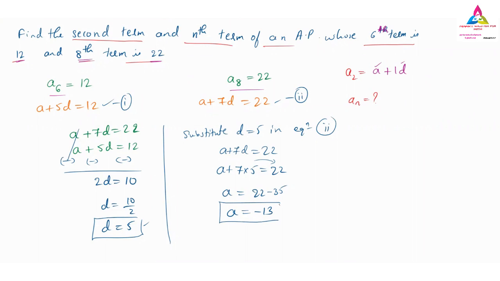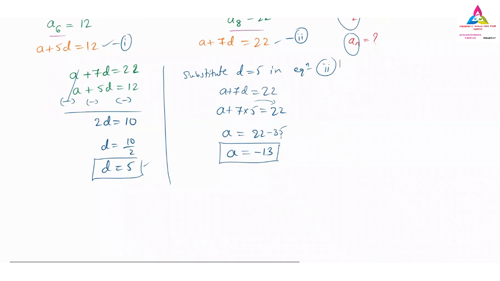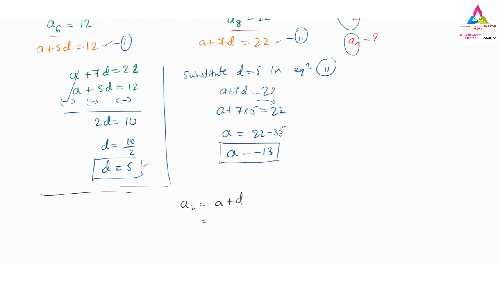This is the most important thing for us. We have the A value and the D value. So we have to find the A2 value and the An value. I will take a little bit down. A2 value they have told us to find, so let us find it. A2 is equal to A plus D. The A value already known is minus 13, and the D value is 5. If you add, minus 13 plus 5 is nothing but minus 8. That is our A2 value.